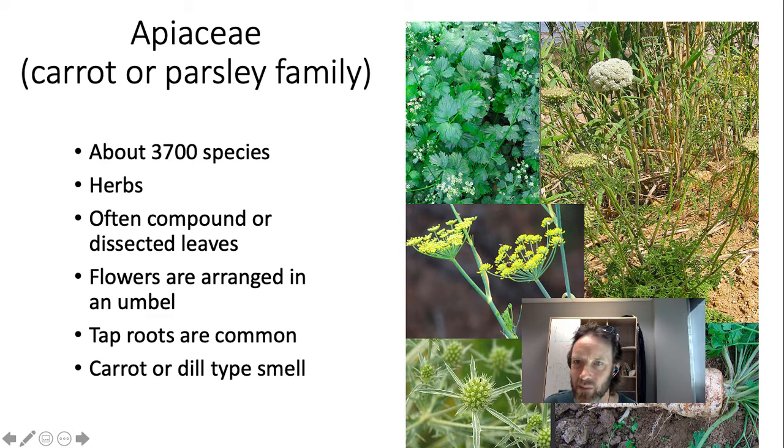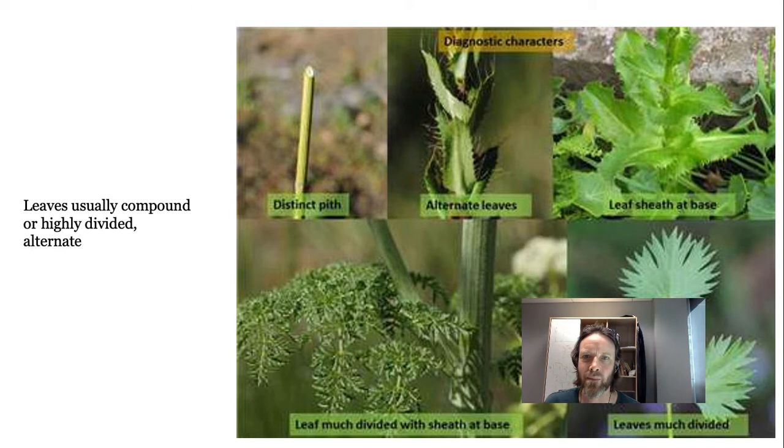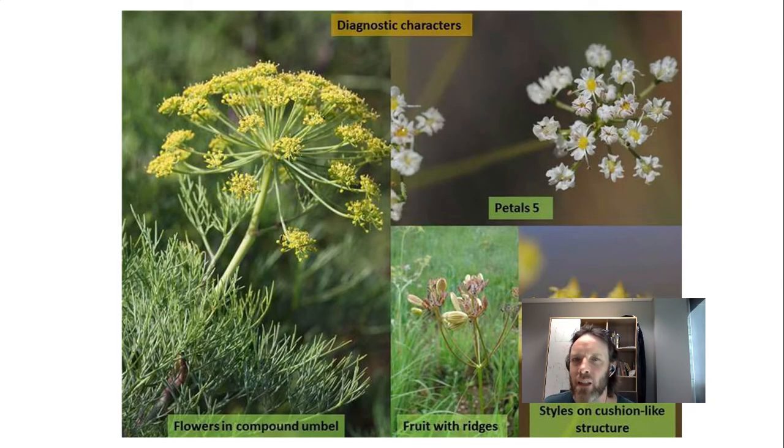Taproots are really common in this group, so as you think of carrots, and then the carrot or dill type smell is pretty common in this family. As I said, the leaves are usually compound or highly divided, and they sometimes sheathe when they come to the stem. Distinct pith can also be a good character, and the smell, as I mentioned before.